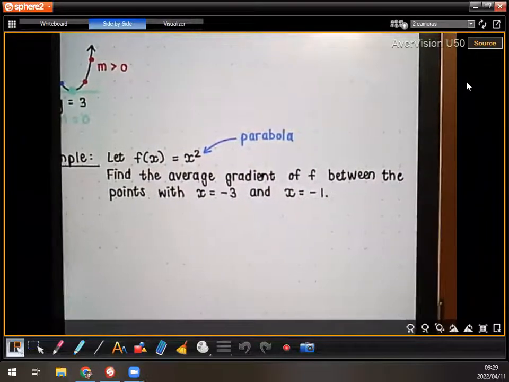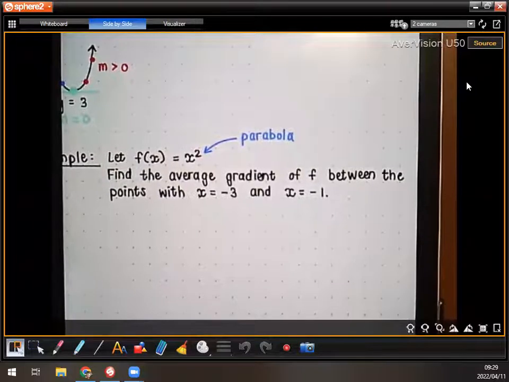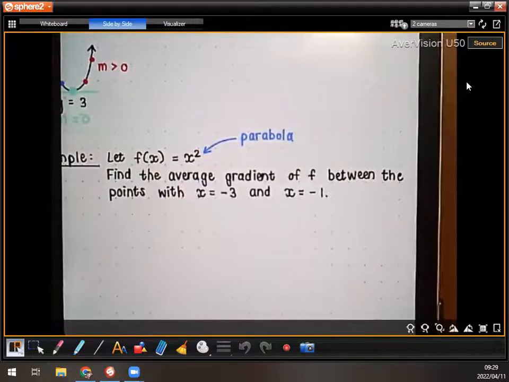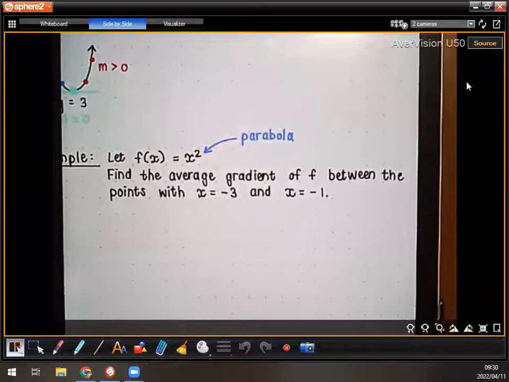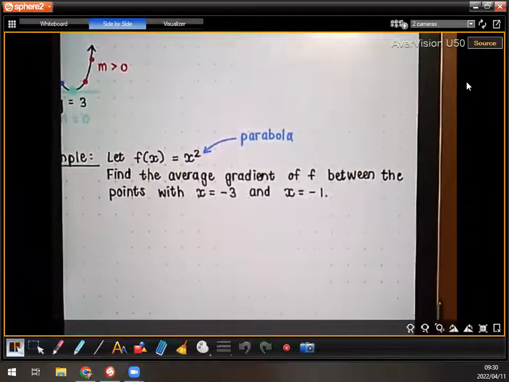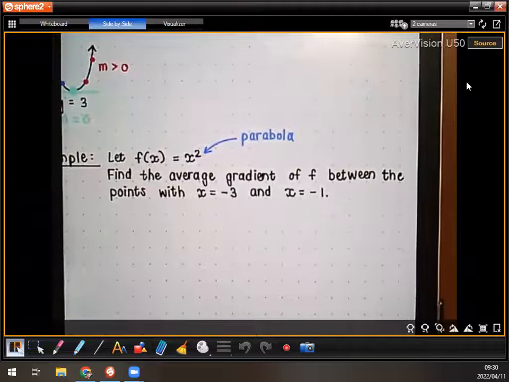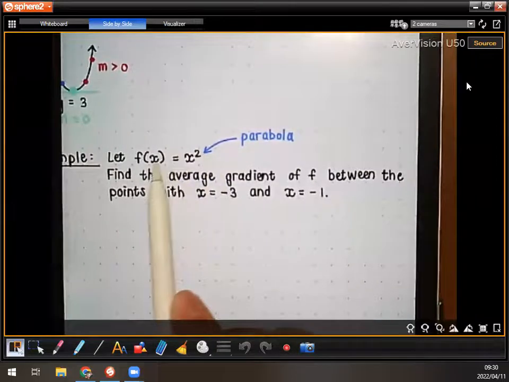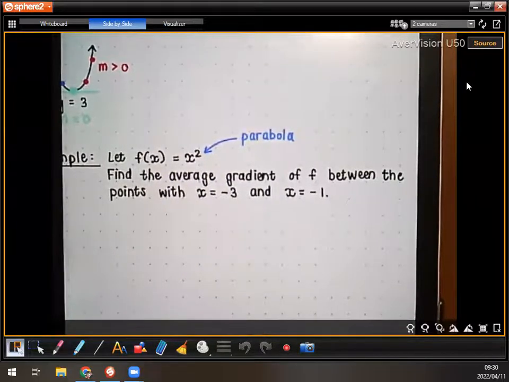Yes, they can, yeah. So guys, to find the average gradient, it's the same formula, okay? It's going to be changing y over changing x. We need 2 points. Do we have 2 points at the moment? We just have 2 x values, right? Can I use those x values to find y values on the graph? I have the equation of the graph. So before I can actually find the gradient, I need to find those 2 coordinates, those 2 points.